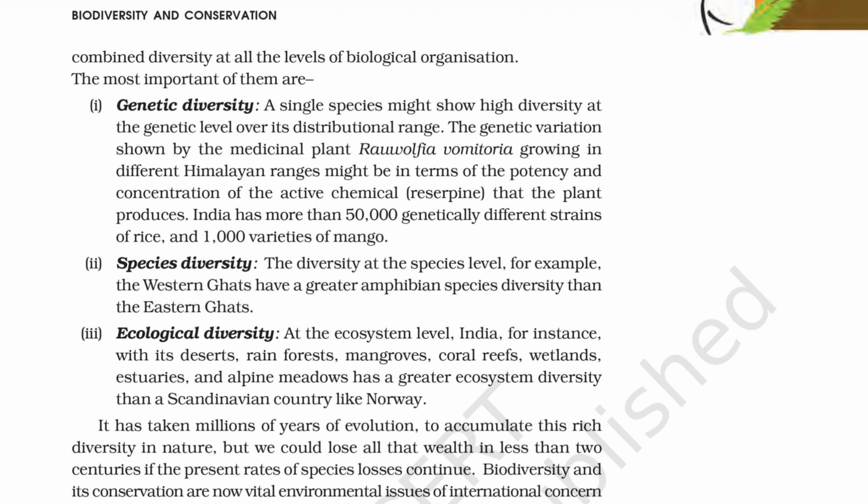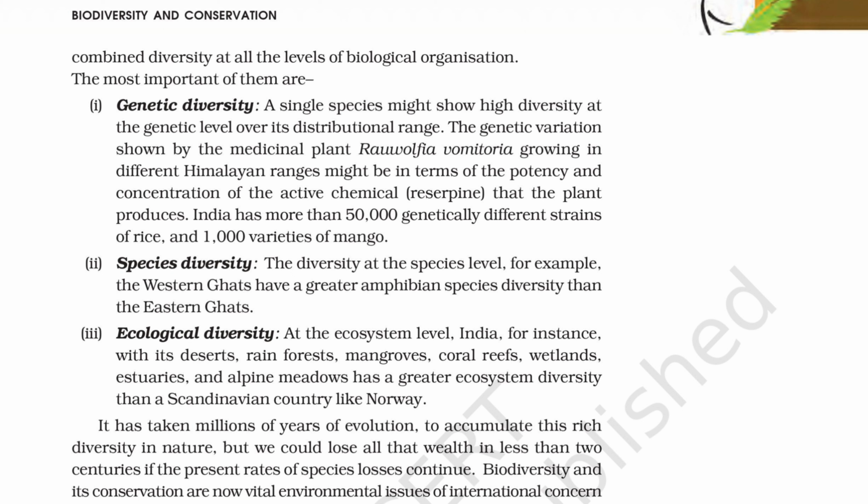1. Genetic diversity. A single species might show high diversity at the genetic level over its distributional range. The genetic variation shown by the medicinal plant Rauwolfia vomitoria, growing in different Himalayan ranges, might be in terms of the potency and concentration of the active chemical reserpine that the plant produces. India has more than 50,000 genetically different strains of rice, and 1,000 varieties of mango.